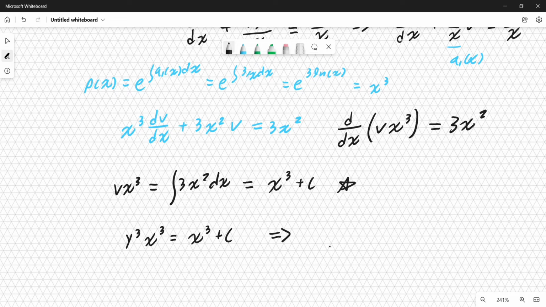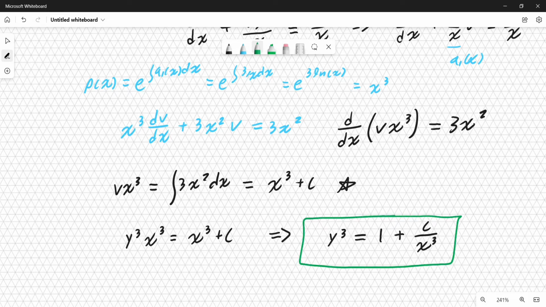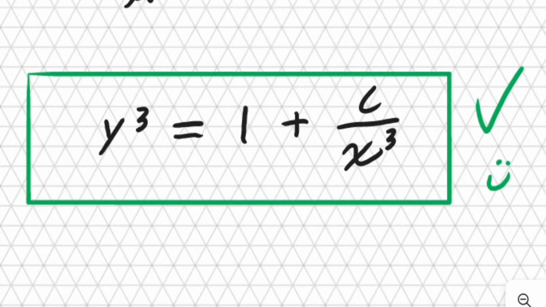We can go in and divide everything by x cubed. We end up getting y cubed equals x cubed over x cubed, which is just 1, plus c over x cubed. You can write it like this, or you can take the cube root, but this would be your final answer.